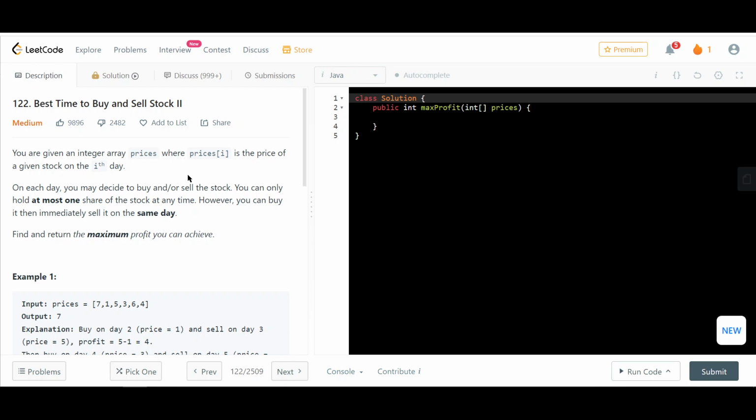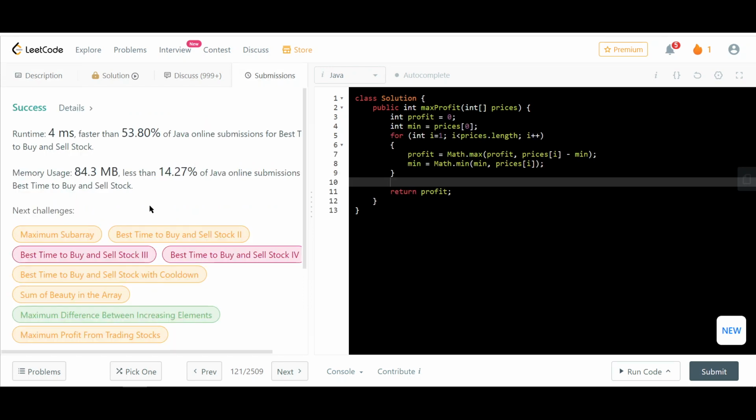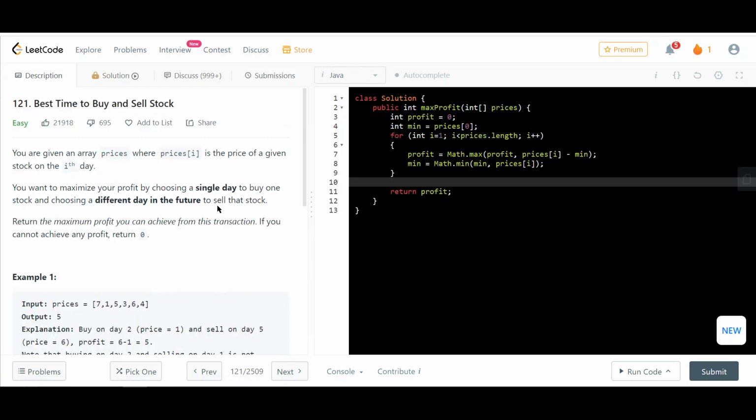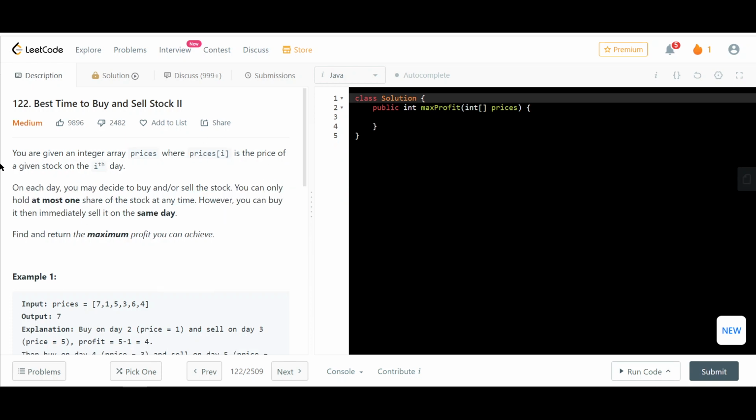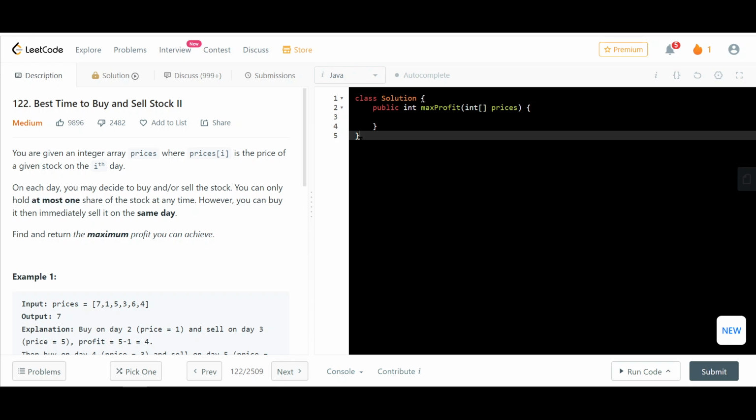So here, the difference between this problem and the previous problem is, there we could do only a single transaction. Here, you could do as many transactions as you like, but you can only hold one stock at a time. So you can't buy and then buy again. Once you have bought, you have to sell, and then only you can buy. So let's look at this.